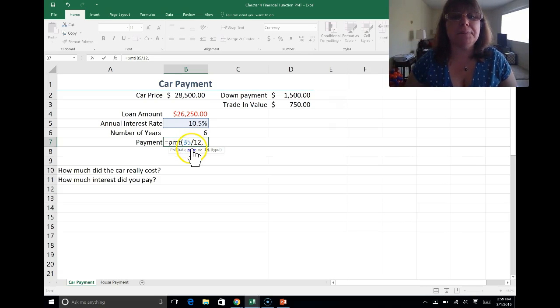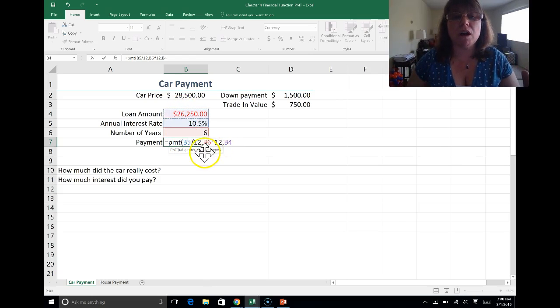Now, NPER is number of payments. The number of payments is over the lifetime of the loan, how many payments I'm going to make. Well, the loan is for 6 years, but I make a payment every month, so I need to multiply it by 12. And my last thing I'm going to put in here is the present value. How much is the loan? The loan is $26,250, which I could just click on.